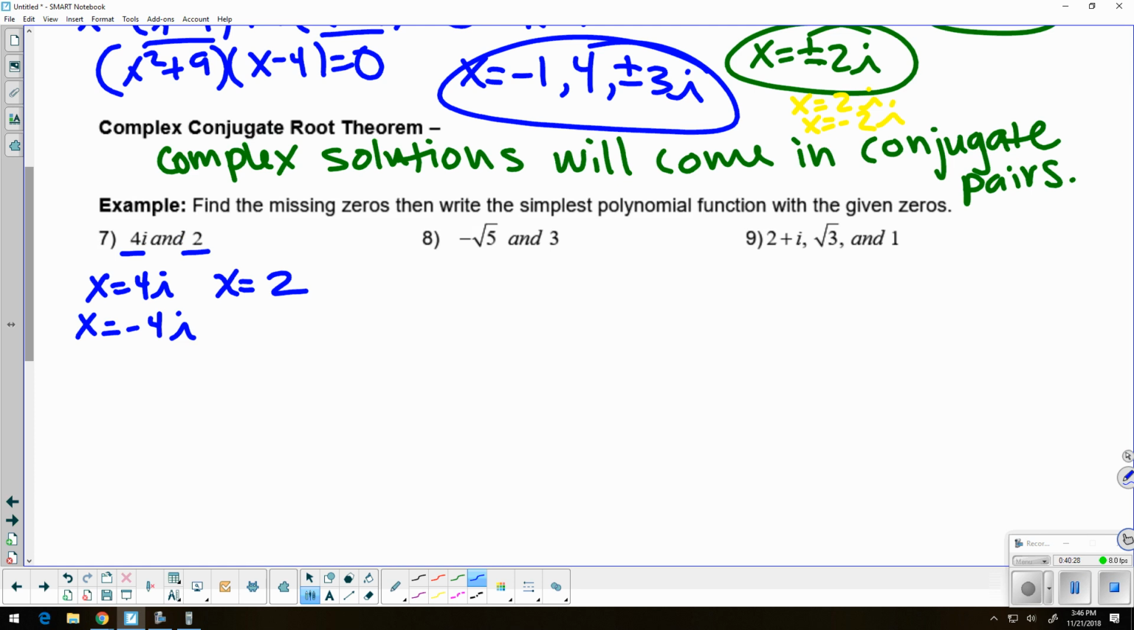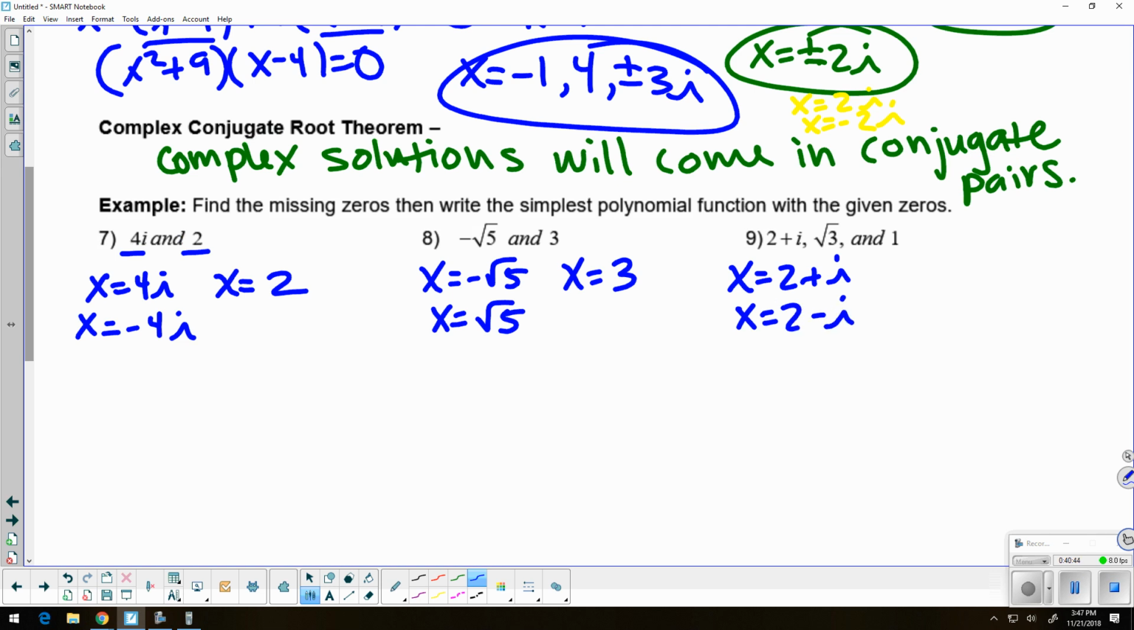For number 8, if I know that negative square root 5 is a solution, well, positive square root 5 should also be a solution, but we also know that x equals 3. And the last one, we know that x equals 2 plus i, so we should also have 2 minus i as a solution. We know that x equals square root 3, so that means that negative square root 3 should be a solution, and we know that x equals 1. So it only applies, like I said, to irrational numbers and also to imaginary.